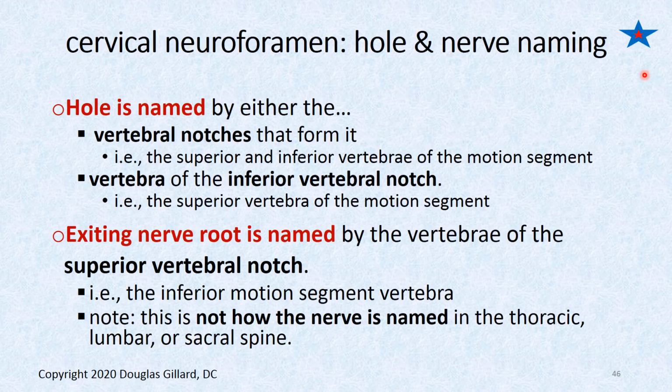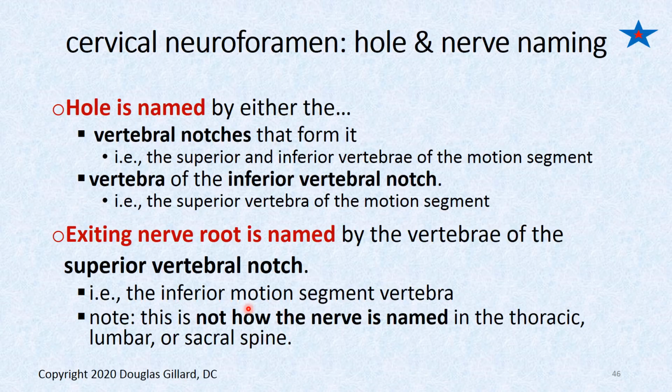Naming, see, I put a star here, very important for all boards and for you patients or you lay people as well. You've got to understand what nerve comes out of what hole. So first of all, how do you name the hole? That's named by the two vertebral notches that create it. It's as simple as that. If the C5, the inferior, well, I'll just show you. We'll show you here in a second. The nerve root is the tricky one. So the nerve root is named by the superior vertebral notch. In other words, the inferior member of the motion segment names it.